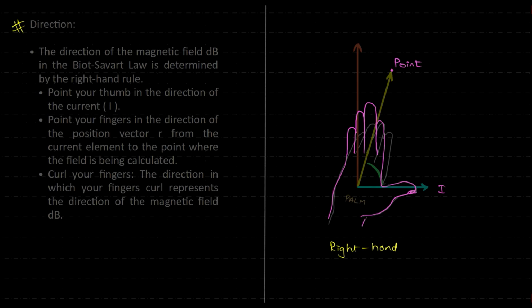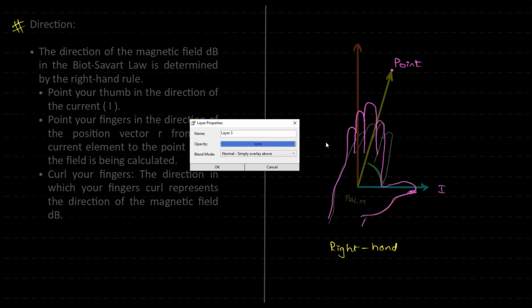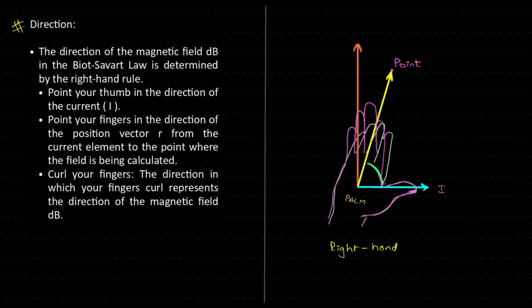Okay, guys. So you might not have exactly got everything I've just told, so let me read through. The direction of the magnetic field as per the law is determined by your right hand. Point your thumb in the direction of the current. That's very simple. Point your finger in the direction of the position vector from the current element to the point where the field is being calculated. So in this case, it's over to the right. Curl your fingers, right? Make it into a fist. The direction in which your fingers curl represents the direction of the magnetic field.